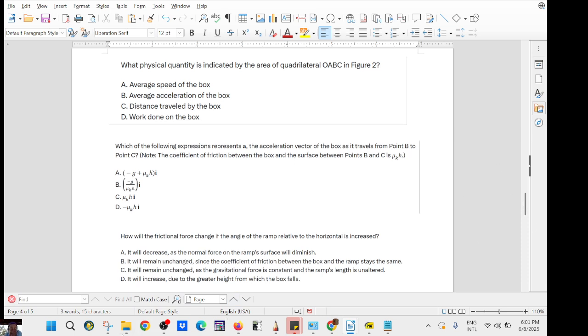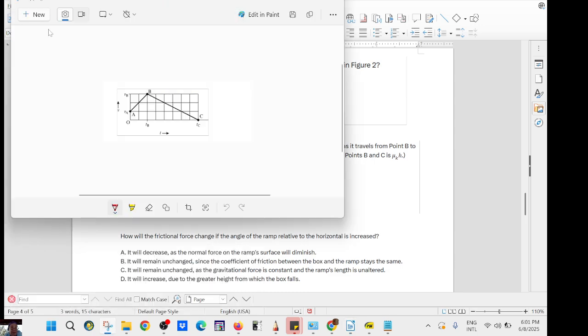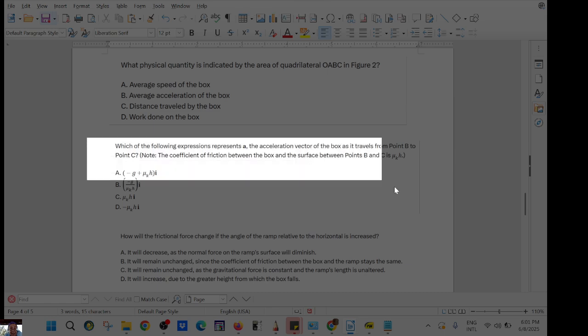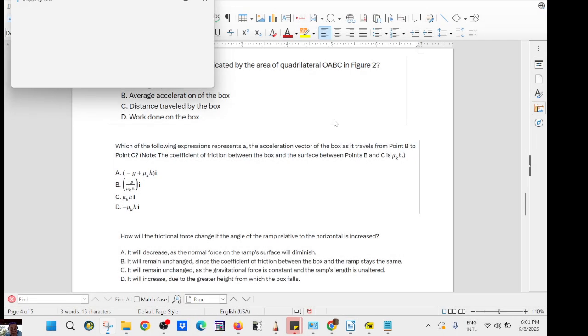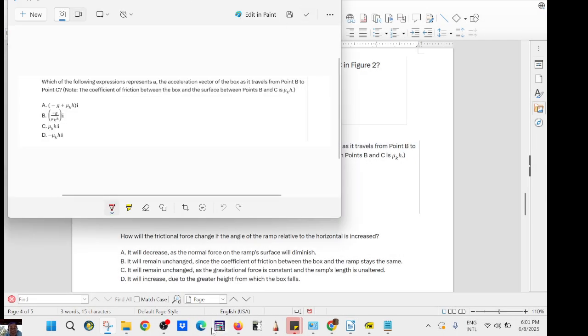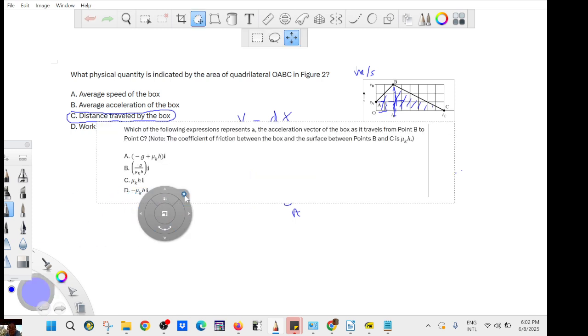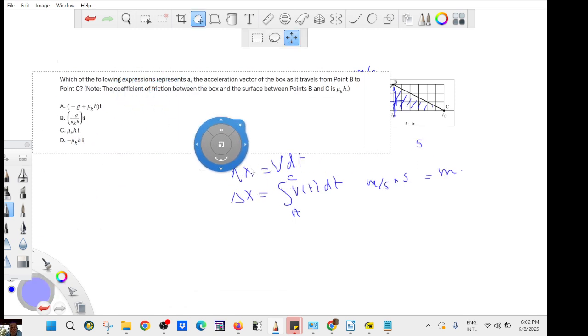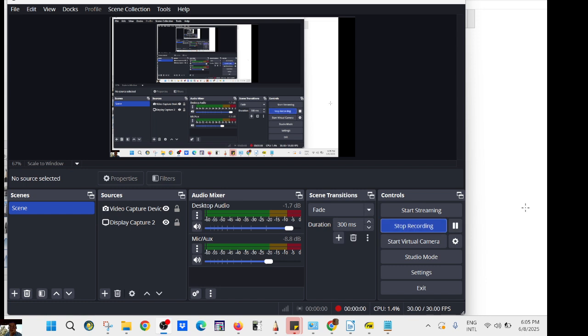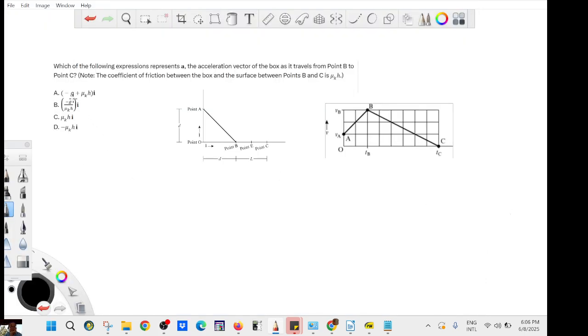And then the same question. It's the same problem of an inclined plane. So you can pause the video and try to answer here. Okay, so next question here.